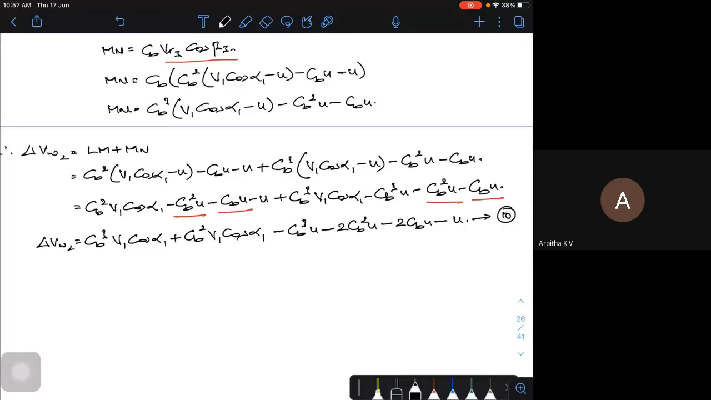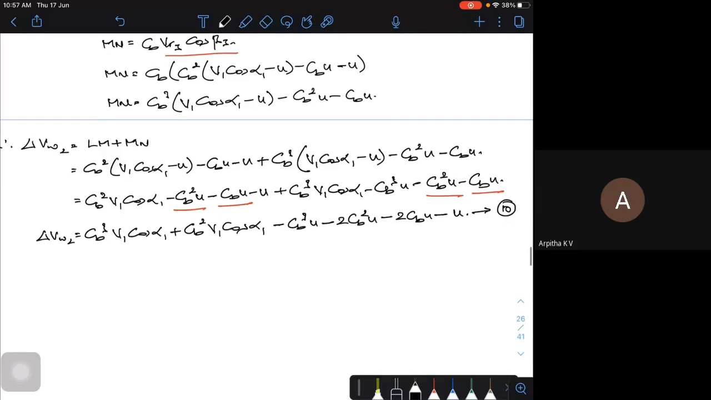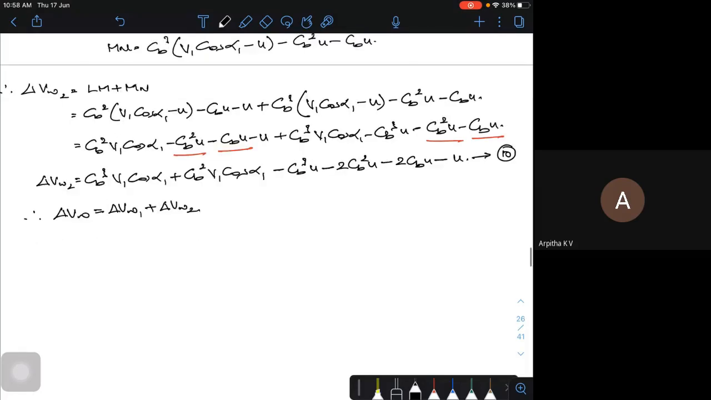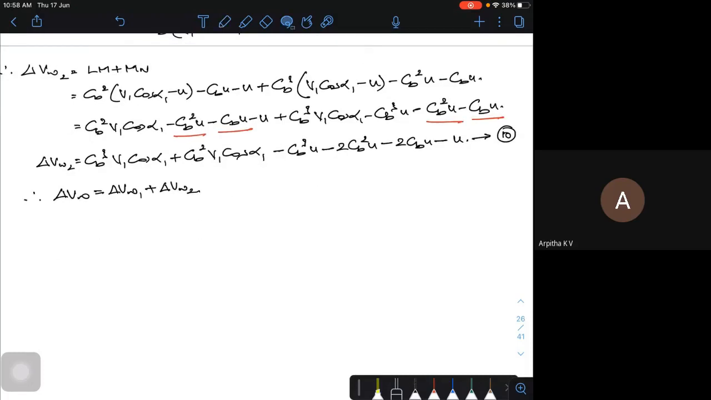So your delta VW1 is V1 cos alpha 1 plus Cb into V1 cos alpha 1 minus Cb into U. But your delta VW2, instead of writing in terms of V3 cos alpha 2 or whatever is there, I am trying to write in terms of alpha 1. The expression becomes something like this. Therefore, your delta VW is equal to delta VW1 plus delta VW2. You have to add it. It's a very lengthy expression.